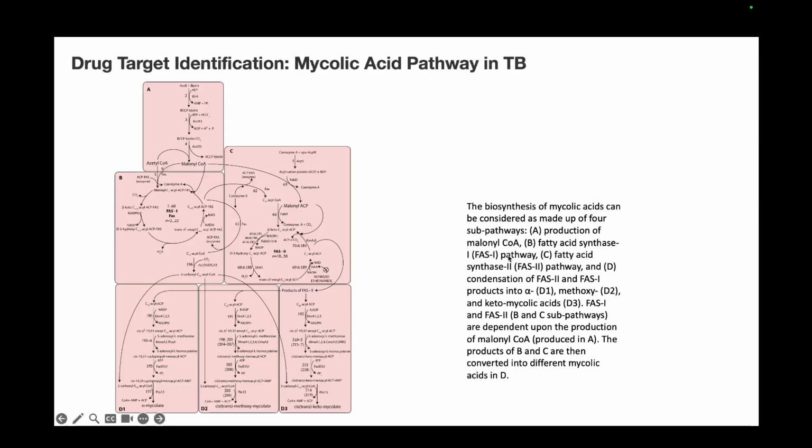Then the fatty acid synthase 1 pathway, the FAS1 pathway, which is this. Then the fatty acid synthase 2 pathway, the FAS2 pathway, which is this. This product goes into this, and this product is also distributed here. So this is a very complicated pathway, but let me go through it again. Four subpathways: production of malonyl CoA here, then the FAS1 pathway, the FAS2 pathway, and the condensation of the FAS1 and FAS2 products into D1, D2, and D3. FAS1 and FAS2 are dependent upon the production of malonyl CoA from the first subset. The products of B and C are then converted into different mycolic acids in D.